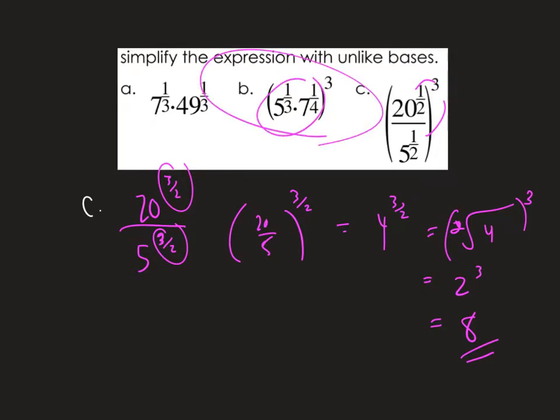Again, doubling back to B, there really wasn't much we could do in here to simplify the inside. They weren't like bases, so I couldn't add the exponents. And then after I had applied that exponent rule of power to a power, I was still left with unlike bases and unlike roots. So there really was just nothing we could do there.